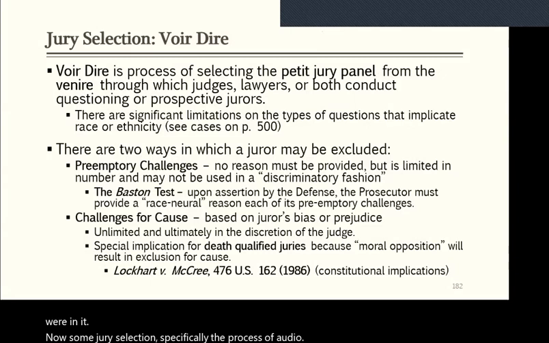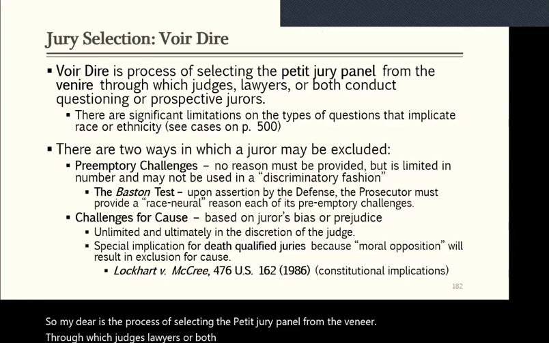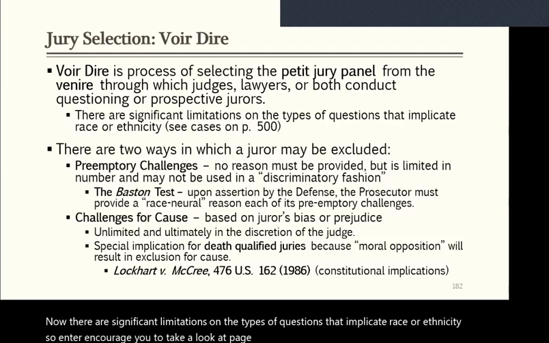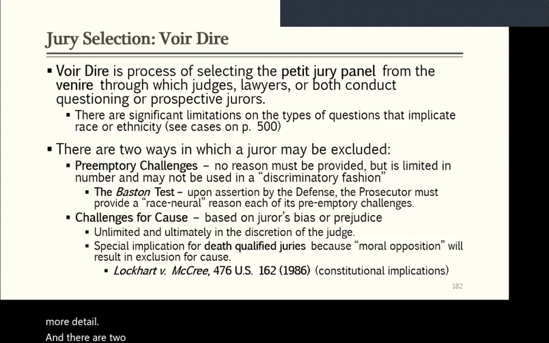So voir dire is a process of selecting the petit jury panel from the venire, through which judges, lawyers, or both conduct questioning of prospective jurors. Now, there are significant limitations on the types of questions that implicate race or ethnicity. So I encourage you to take a look at page 500 in your textbooks as it discusses this in more detail. Now, there are two ways in which a juror may be excluded.